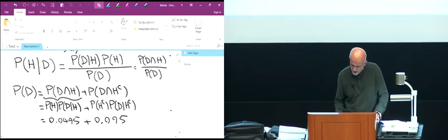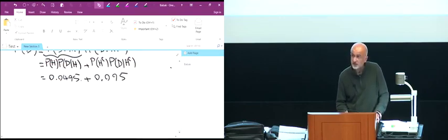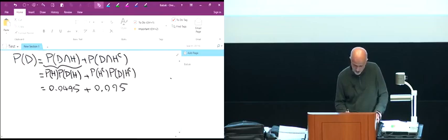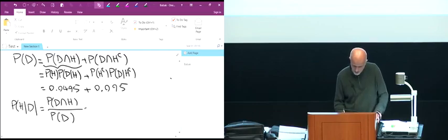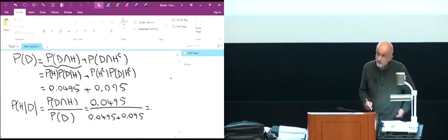What's the probability of D and H? Well, we've computed it here. It's just this first term, right? That's the probability of D and H. So the probability that the person is actually infected, given that the test declares they're infected, is the probability of D and H over the probability of D. And so the numerator is what? 0.0495 divided by 0.0495 plus 0.095. And what is that final answer?